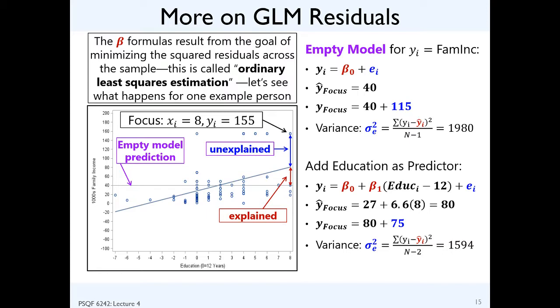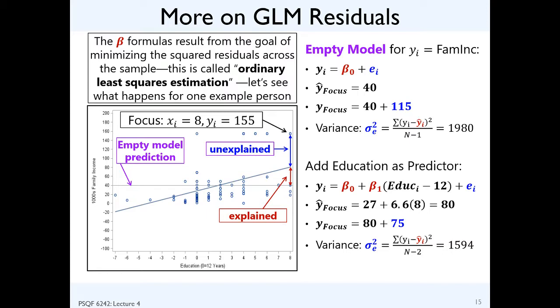Once I add in education, the model, the two parameters that are found through the model, beta 0 is the fixed intercept, that's 27. Beta 1 is the slope. So that's this regression line right here. So if I have education of 0, this is my prediction.